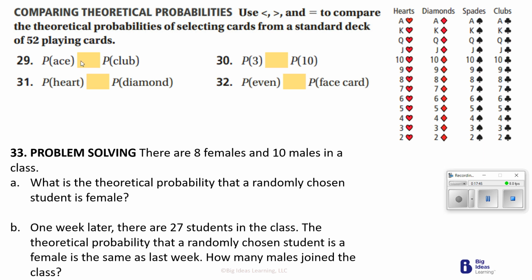So I would say aces will be less than the probability of getting clubs. 30 is for you to do.